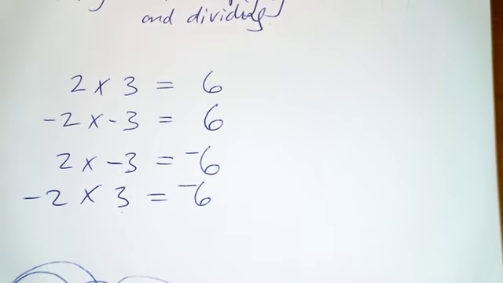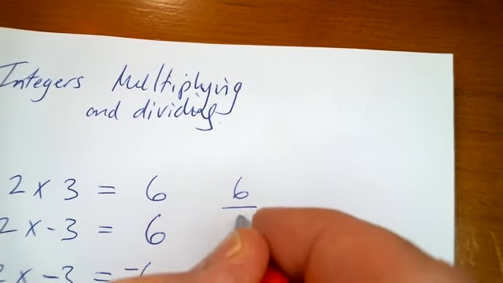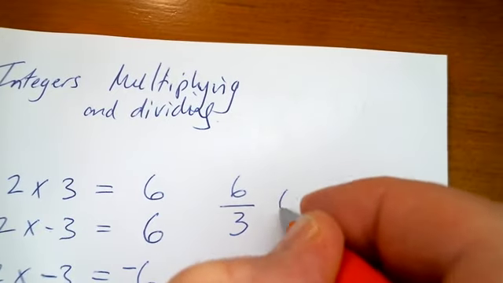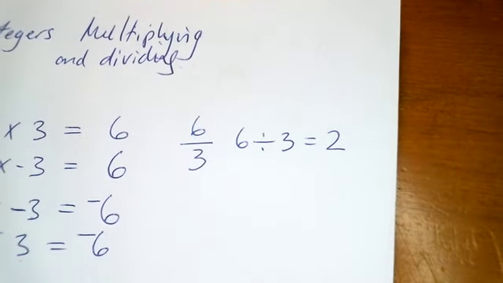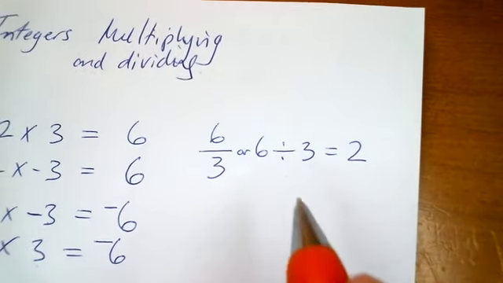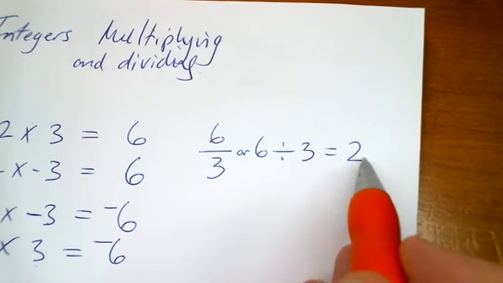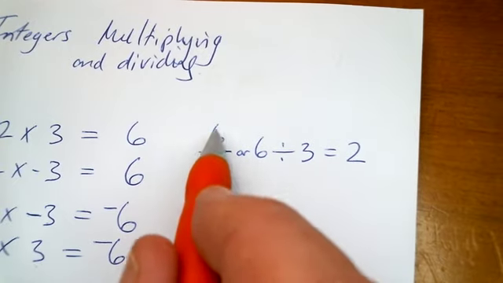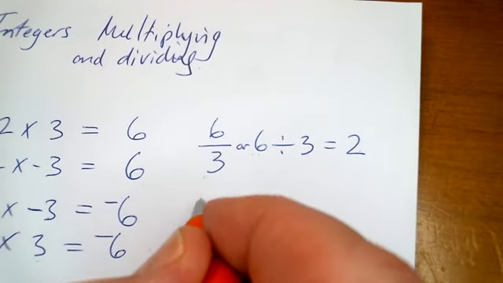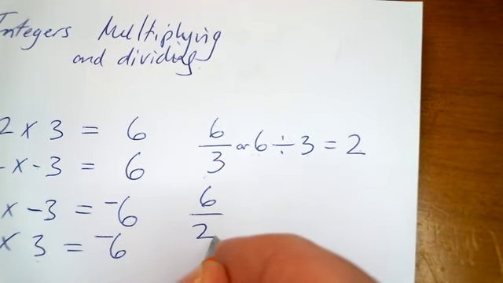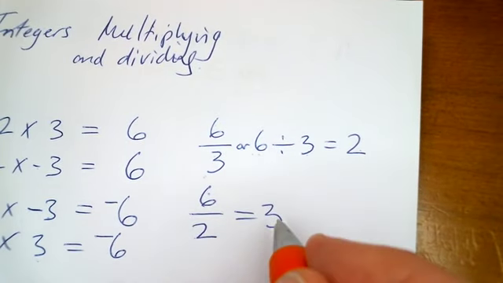Now the same is true if we have division. For example, if I had 6 divided by 3, well, we know the answer is 2. If one of those signs is negative, then the answer is negative. But while the signs are the same, so 6 divided by 3, both are positive, the answer's positive. So what's 6 over 2? Well, 6 divided by 2 is 3. Signs are the same, the answer is positive.